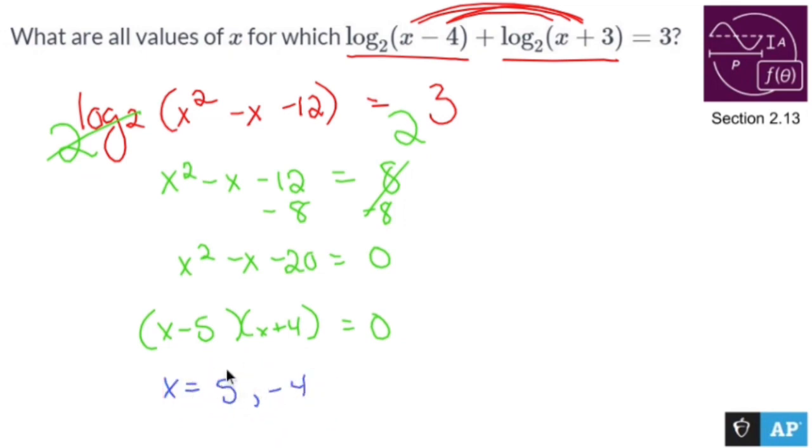Oh, but beware. Whenever you're solving a log problem and you're trying to find the x living inside a log, check your answers to make sure they make sense. What I mean is, can I plug in 5? 5 minus 4 gives me a 1. All right. 5 plus 3 gives me an 8. Fine. What's the issue? Can I plug in -4? -4 minus 4 is -8. I can't take the log of a negative number, so -4 isn't allowed.